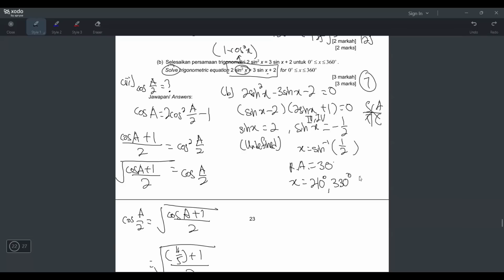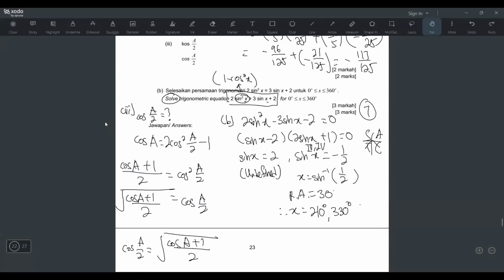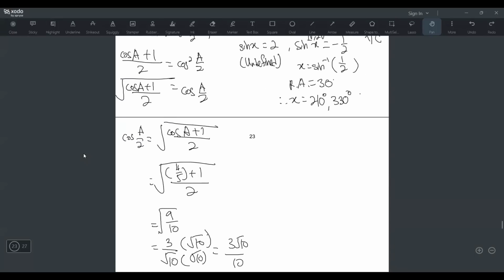And the last step is you have to combine all your answers here and all your answers here. But since this one is undefined, you only end up with 2 answers. So this is your only 2 answers, 210 and 330. Okay, so that's all. So that's it. All right, let's continue.